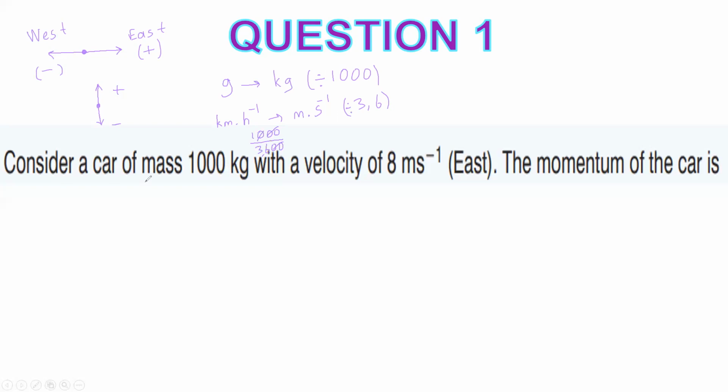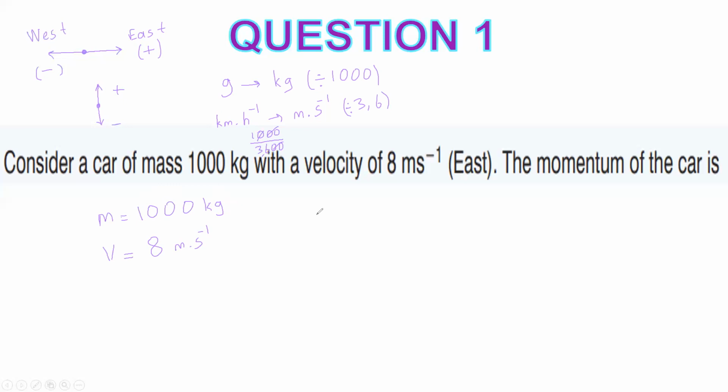So, question 1. Mass 1000 kg, velocity is 8 meters per second east. For this kind of question, please write all givens first. What we know: mass equals 1000 kg. We don't need to convert it because it is already in kg. Our velocity is equal to 8 meters per second. We don't need to convert this one either.